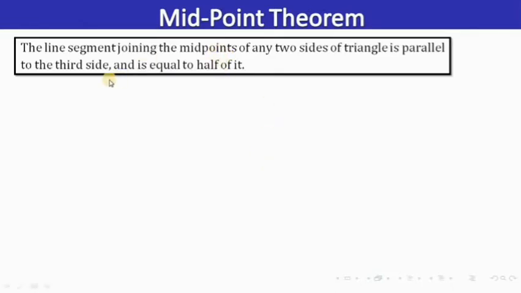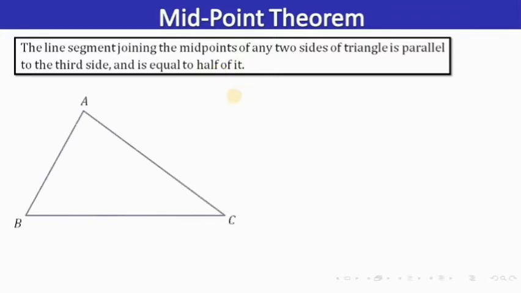Midpoint theorem says the line segment joining the midpoints of any two sides of a triangle is parallel to the third side and is equal to half of it. Now it's very difficult to understand just this statement, so let us try to understand it using the figure.